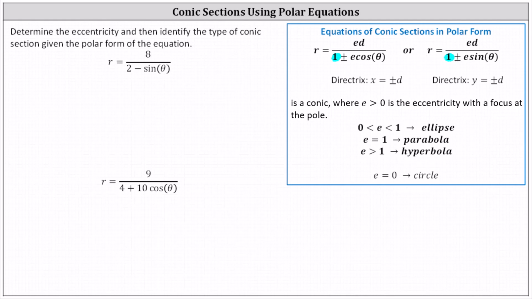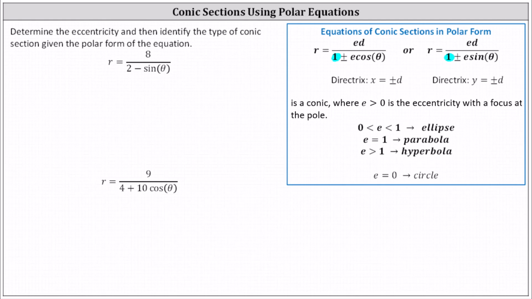Once we have the denominator in this form, e is the eccentricity, which we can use to determine the type of conic. If the eccentricity is between 0 and 1, we have an ellipse. If the eccentricity equals 1, we have a parabola. If the eccentricity is greater than 1, we have a hyperbola.